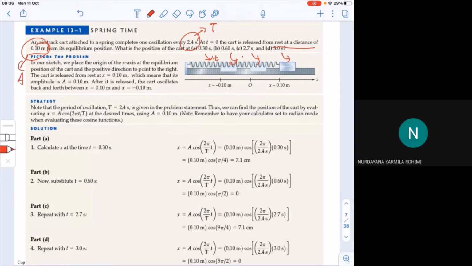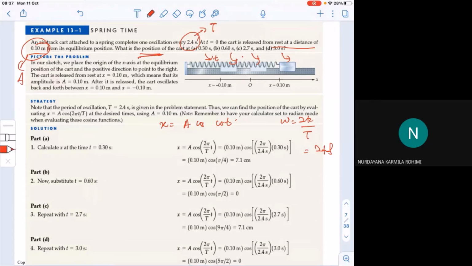Okay, so in this case, the question asks about position. So that means from the original one, x equals A cos omega t. What is A cos omega t? A cos omega t, the highest displacement. Look back: what is omega? Omega is 2 pi over T. Maybe you can also write it as 2 pi f, because that is also equivalent to omega, angular frequency. It's either using period or you can use frequency.